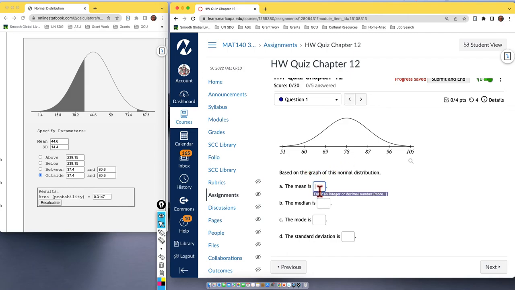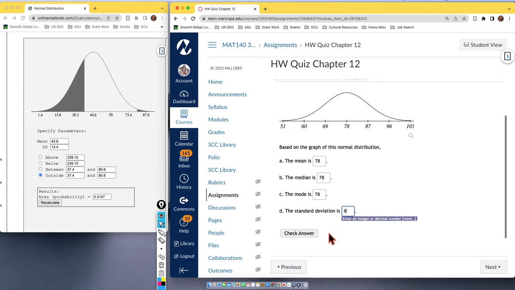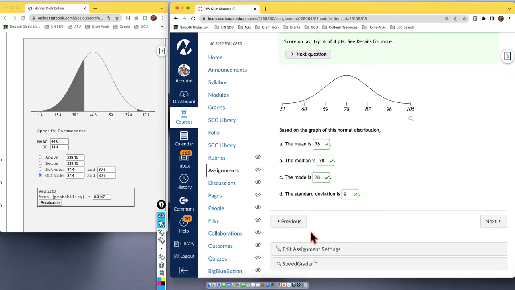So this is the number in the middle, right? That's going to be our mean. The median, also in the middle, same thing, 78. What is the mode? Also in the middle, 78. And then the standard deviation. We have to do a little calculation, so it's the distance between 78 to 87, or 78 to 69, however you want to do that. That's what, 9? 78 plus 9 would get us to 87. So a little bit of calculation. Let's check our answers, and we're all good.